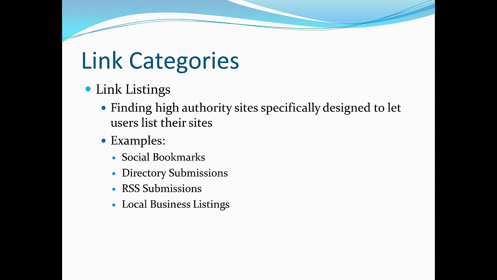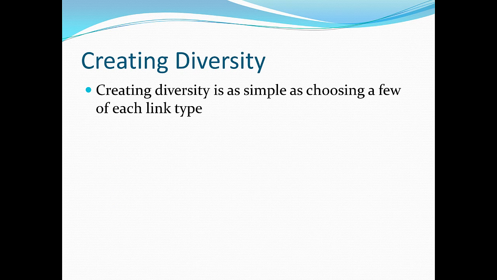So now let's talk about how we can use these to build diverse campaigns. Creating diversity really is pretty simple when you have these 3 link categories, because it's going to allow you to literally randomly select a few link types of each category and then just plug those into your campaigns. So you can go to content distributions and pick a few, go to link placements, pick a few types that you like, and then go to link listings and pick a few more types, and that's your SEO campaign.